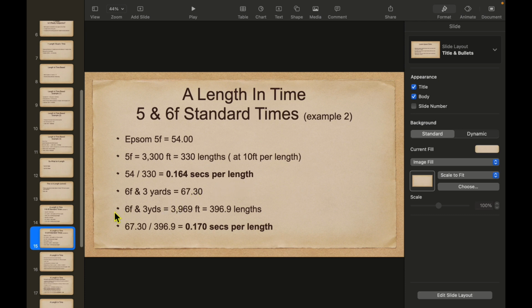Now, at Epsom, it's 6 furlongs and 63 yards. That's the distance. And the standard is 67.3 seconds. So, 6 furlongs and 63 yards equals 3,969 feet, which equals 396.9 lengths. We divide the 67.30, that's the standard time, by the number of lengths, 396.9, and over that distance, one length is 0.170 seconds.